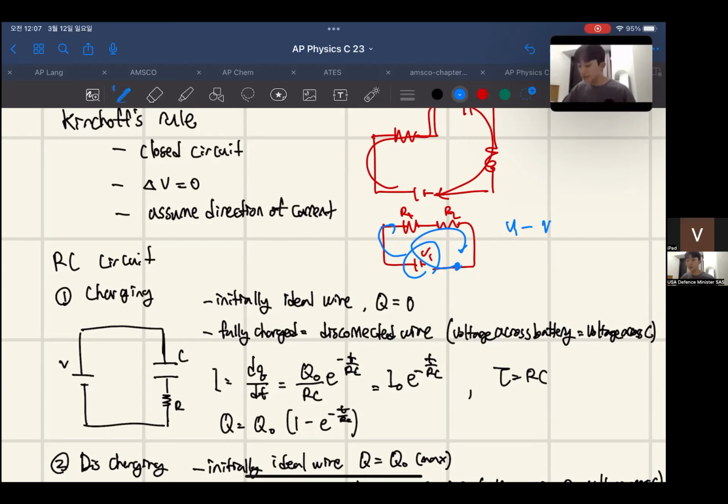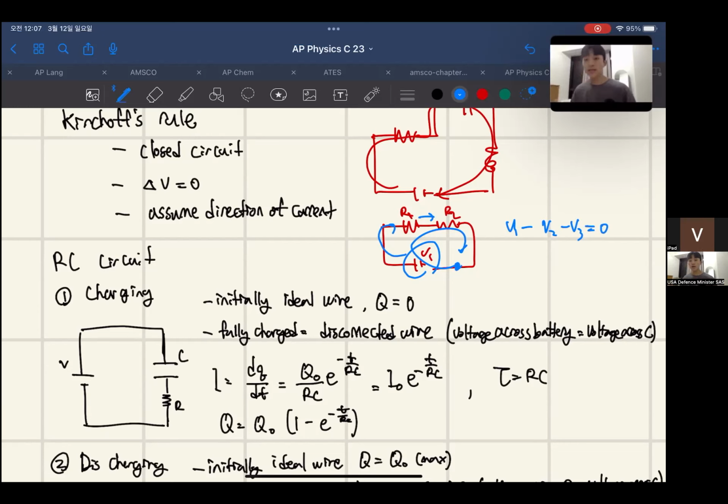Let's say that's V2. Again, you meet the next resistor, and the same thing would happen. Your voltage would decrease because it's a resistor. So you would have V3. And what Kirchhoff's rule is saying is that this should equal 0.